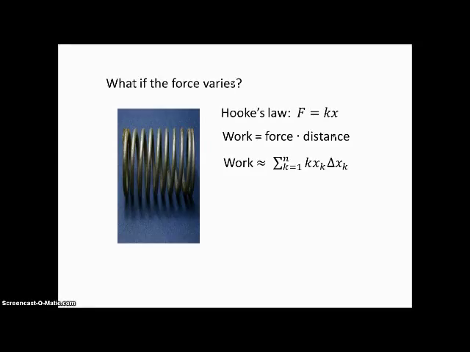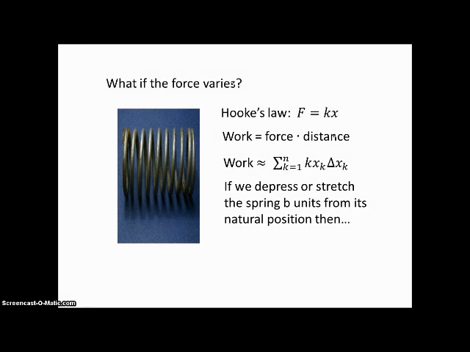You're going to take little increments of a quarter of an inch, and then another quarter of an inch, and another quarter of an inch, and so on. But that will just be an approximation. But if you look at it closely, you'll realize that's a Riemann sum. And so if you want the exact amount of work, all you've got to do is change it into an integral. If we depress or stretch the spring b units from its natural position, then here's our integral. Work will equal the integral from 0 to b, kx dx. k stays the same, x is now varying, and the little incremental changes in x become the instantaneous change in x.